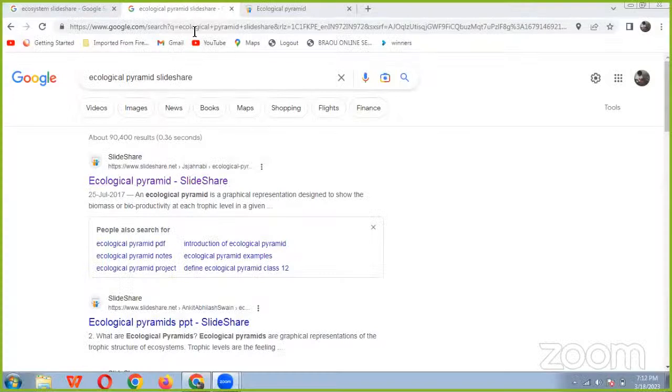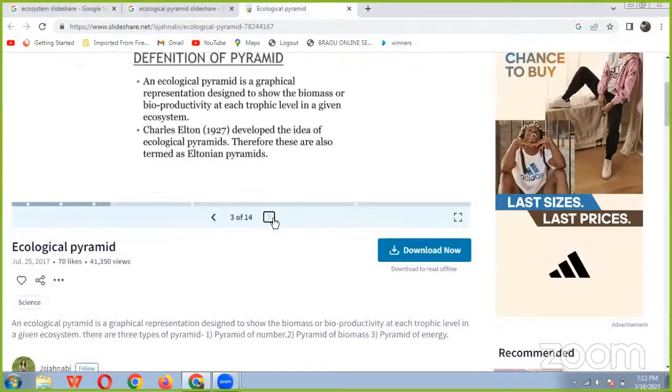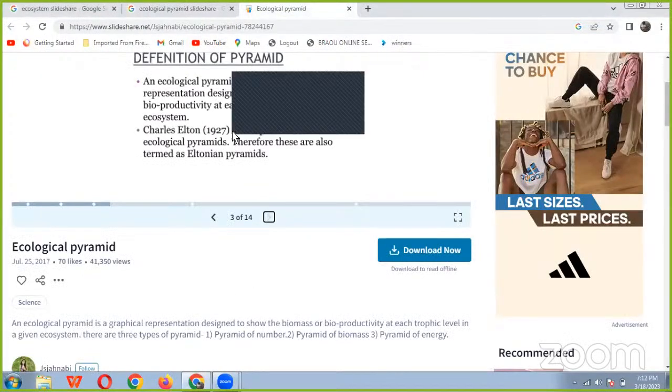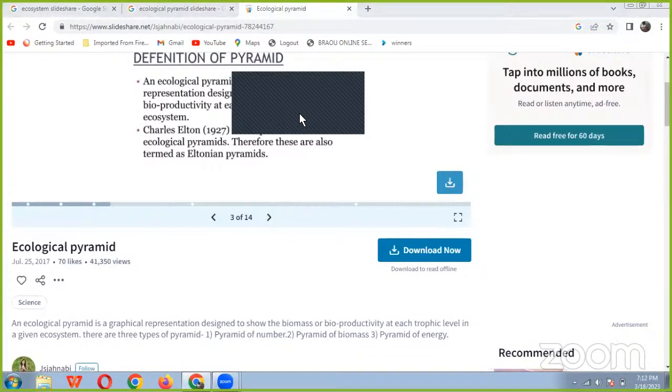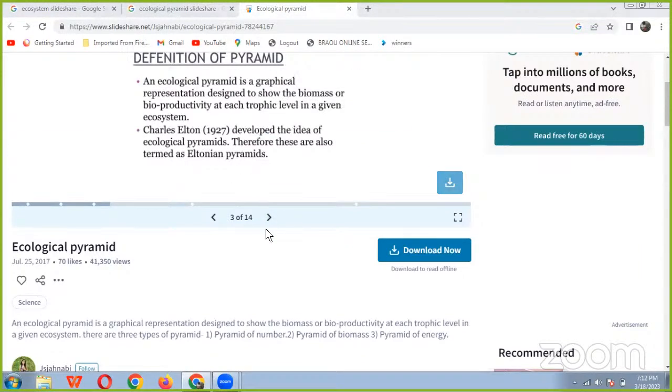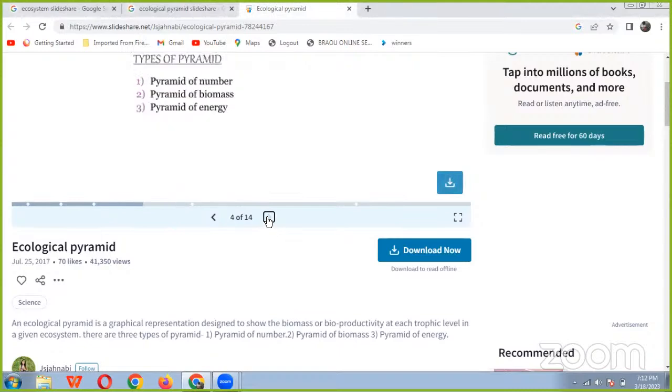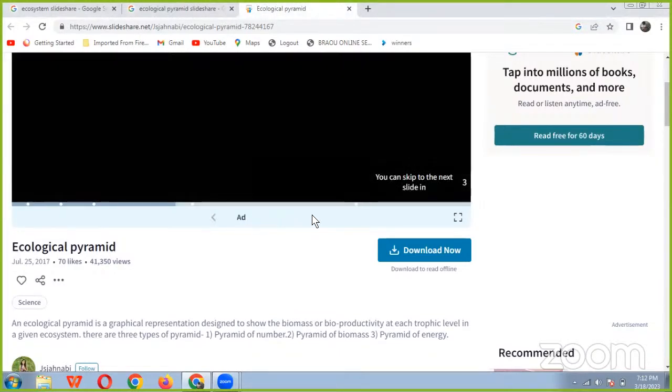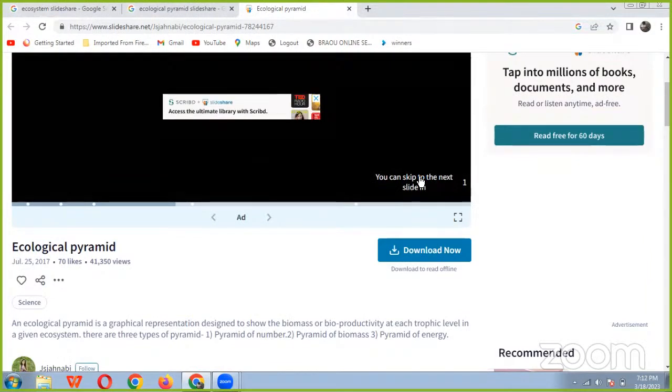These are the ecological pyramids, the graphical representation. Charles Elton in 1928 developed the idea of ecological pyramids: pyramid of numbers, pyramid of biomass, and pyramid of energy. These are very important questions from the annual examination point of view.